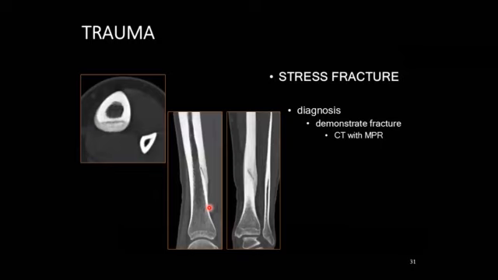If you do a CT scan with multiplanar reconstruction, sagittal and coronal, it will be very informative and very important to us. And you can see here, obviously, the fracture line with surrounding callus formation.